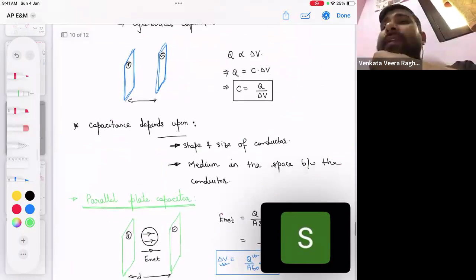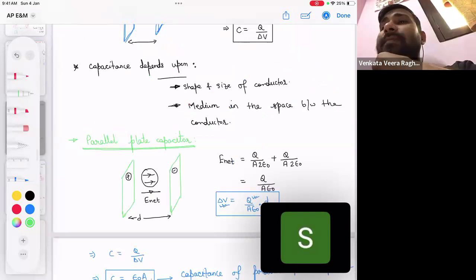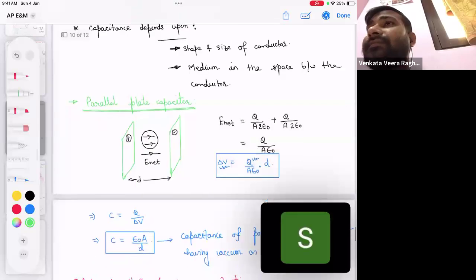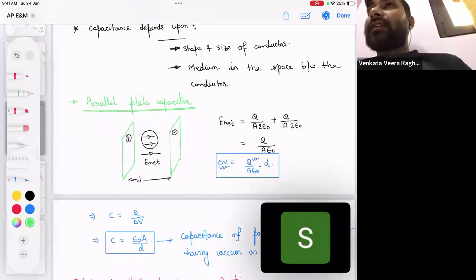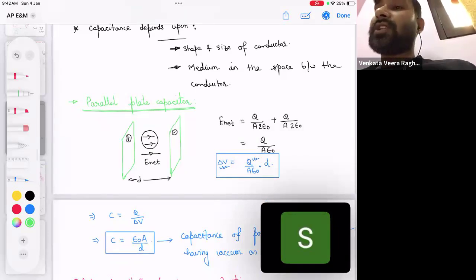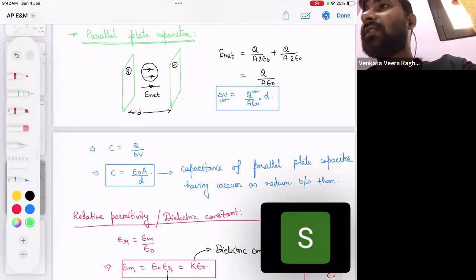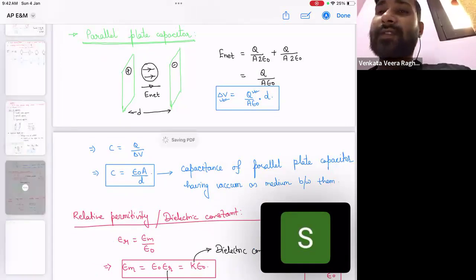So capacitance depends on the shape and size of the conductor only, and the medium in the space between the conductors. It does not depend on the charge and the potential difference. Why? Because capacitance is the ratio of charge and potential difference. So whenever you change the charge, the potential difference will automatically change. You cannot change the charge without changing the potential difference. Understood? Charge and potential difference are going to change simultaneously.